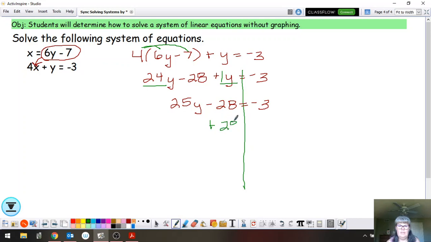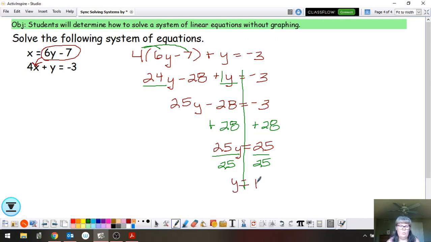Add the 28 to both sides, and we have 25y equals 25. Divide both sides by 25. And y equals 1. Now that I found y, I need to find x.